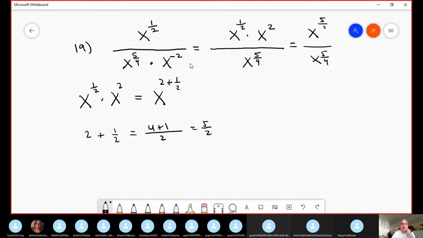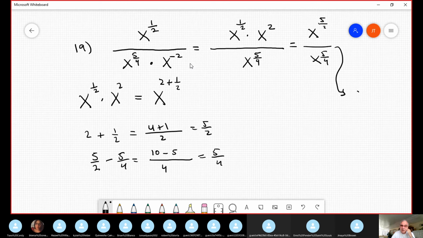Now division. Division is subtraction. You're subtracting 5 over 2 minus 5 over 4. The least common denominator is 4, so it is 10 minus 5, which is 5 over 4. The final answer then is x to the 5 over 4. It's the final answer. Any question?